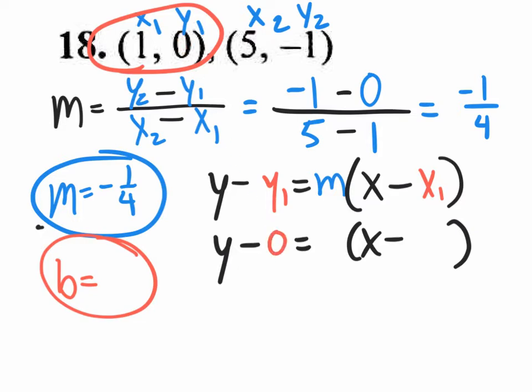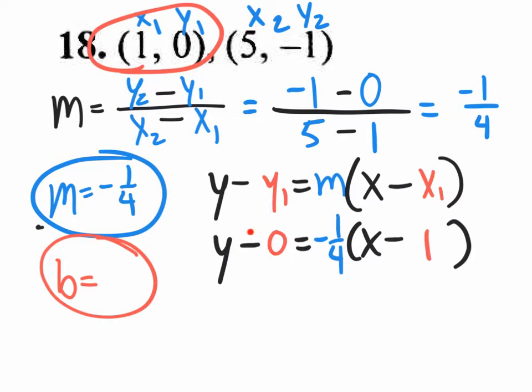How about the m value? What's the m value? Negative 1/4. Let's put the -1/4 right there. How about the x1 value? x1 value is 1. Put it right there. Okay, so I have it in point-slope form, but they're not asking for point-slope form. The answers in the back are in slope-intercept. Slope-intercept has y by itself.